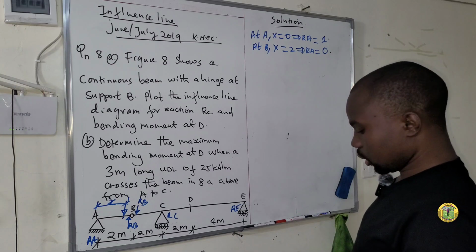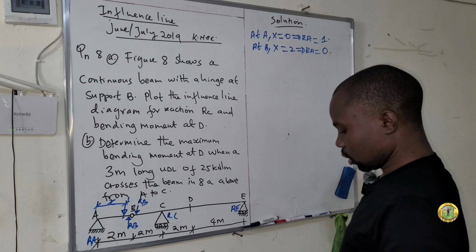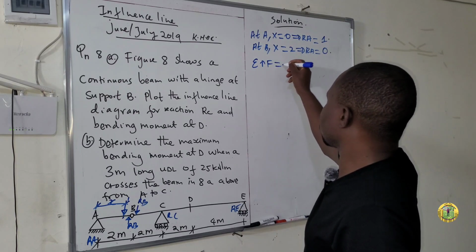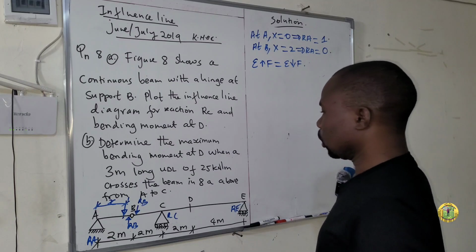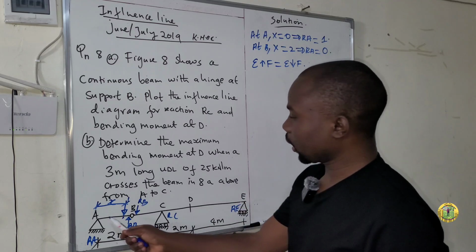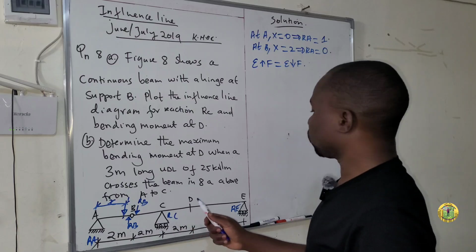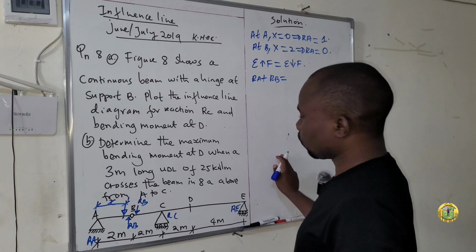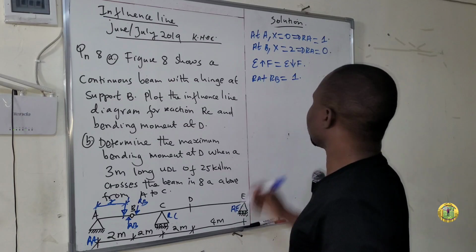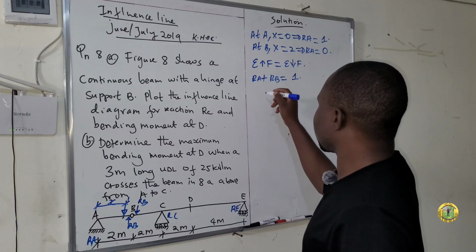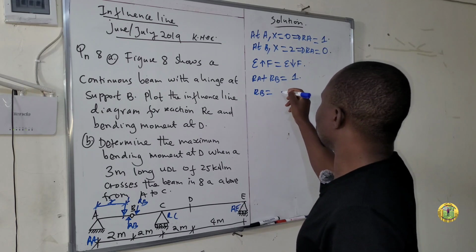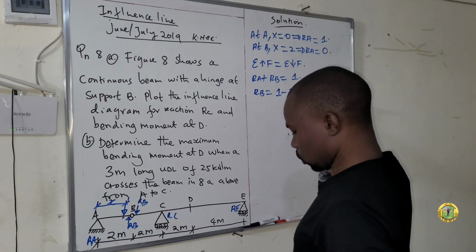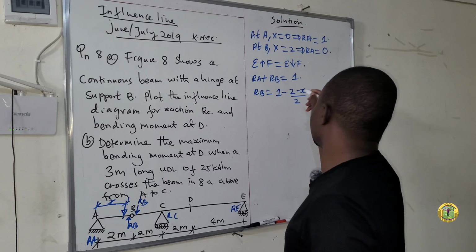Now, apply this equation of equilibrium, which says that the summation of upward forces is equal to the summation of downward forces. So the upward is RA. Remember, we are considering AB only. So for AB, the upward forces are RA plus RB, and the downward force is only one unit load. We already have RA, so RB is equal to 1 minus RA, because RA will cross to the other side. So 1 minus (2 minus x) all over 2. So this is over 1.